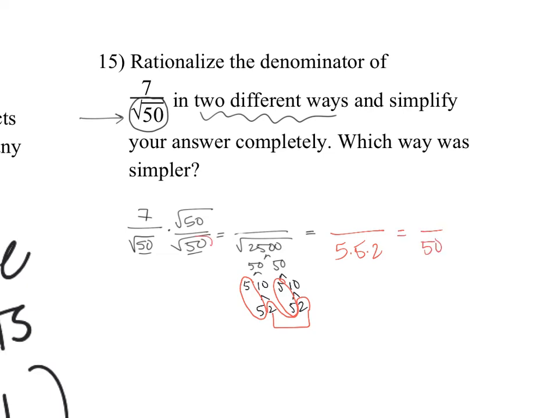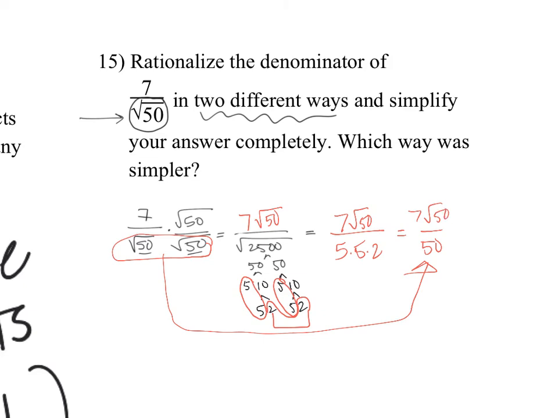But again, if you notice radical 50 times radical 50, the same thing times itself, you can just go right away and take it out because you have your pair. Now 7 times square root of 50, one's in a radical, one's not, so they're just going to sit next to each other. So we have 7 square root of 50 over 50.